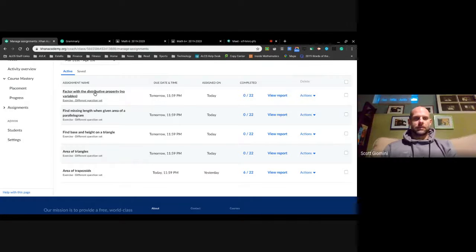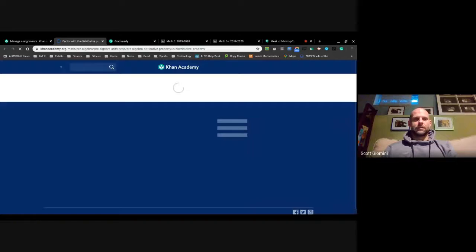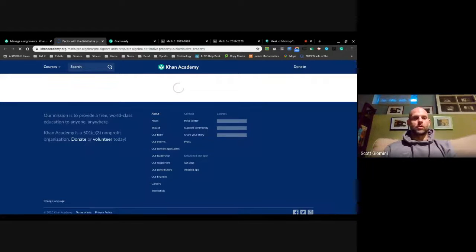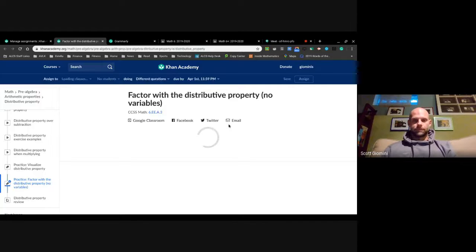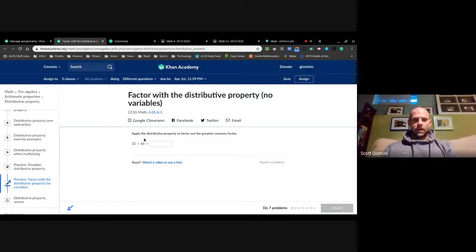Now, if I go to some of these skills, factoring with the distributive property, this is an old skill. We haven't done this in some time. We're going to take a review. If I take a look, no variables, no X's, no Y's, no A's, no B's. Apply the distributive property to factor out the greatest common factor. I'm looking at 32 plus 44. I need to find their greatest common factor. Now, I'm going to focus on the larger number, which in this case is 44.